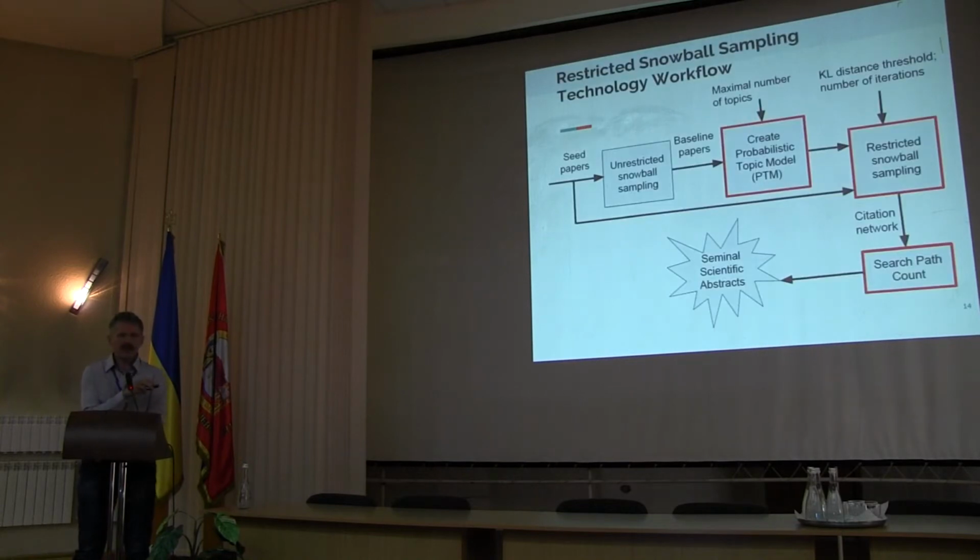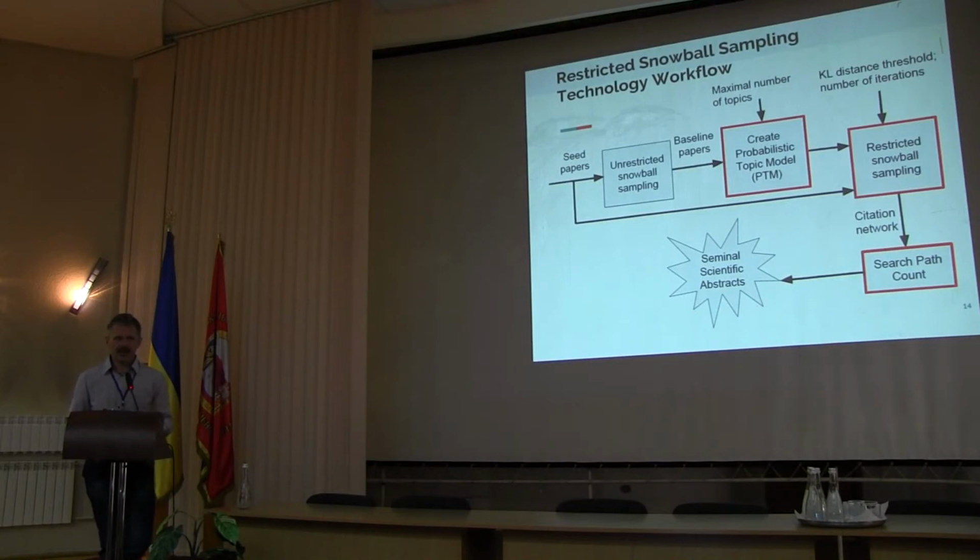So, the general logic of our technology. First, we run a common snowball to provide topic modeling for background estimation. Then we create the topic model, then we do a restricted snowball, keeping only the publications which are most similar to our seed publications. Seed papers is the set we collected with manual search.